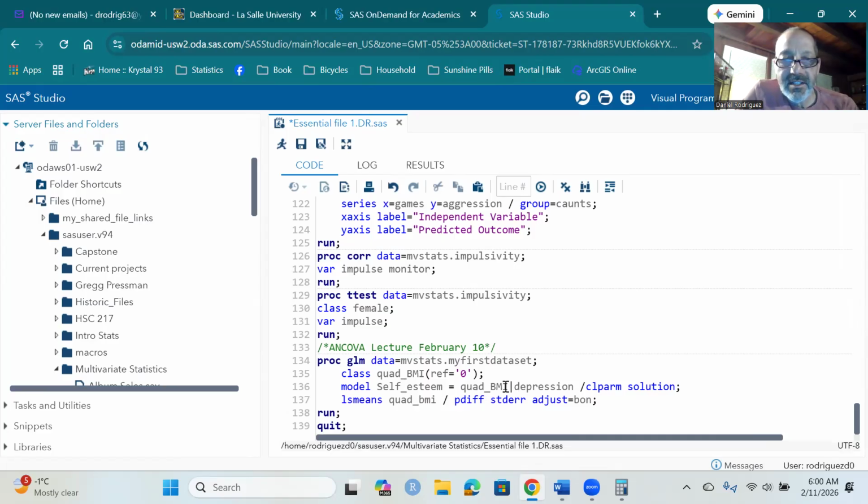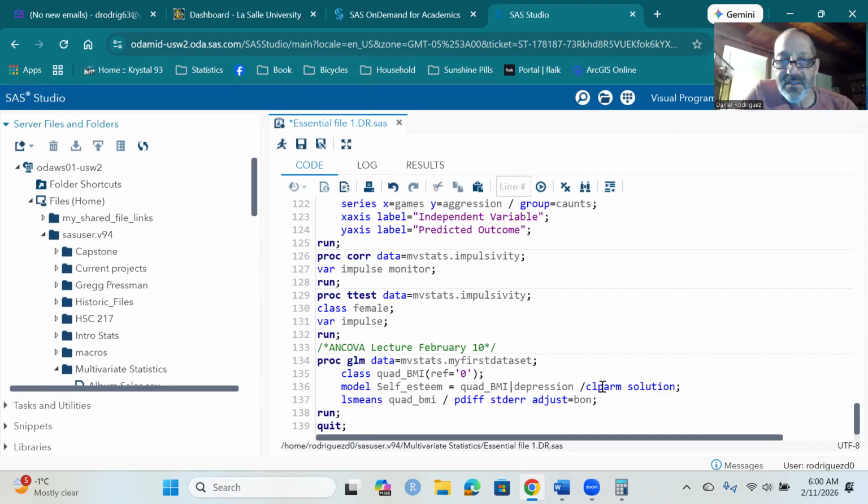All right. So here, I could have also done this as quad BMI. I could have added another term here. So I could have had self-esteem equals quad BMI and then quad BMI times depression for the interaction. But I forget what they call these lines here in computer terminology, you can use this straight line in order to indicate that you're going to have this covariate and that we're doing an interaction.